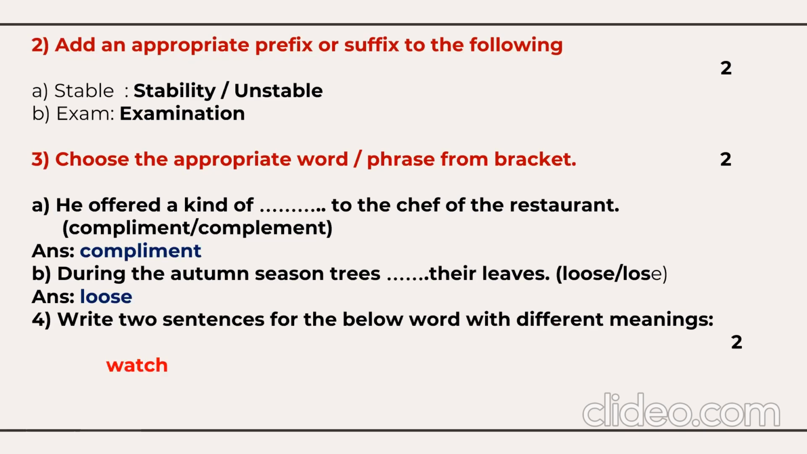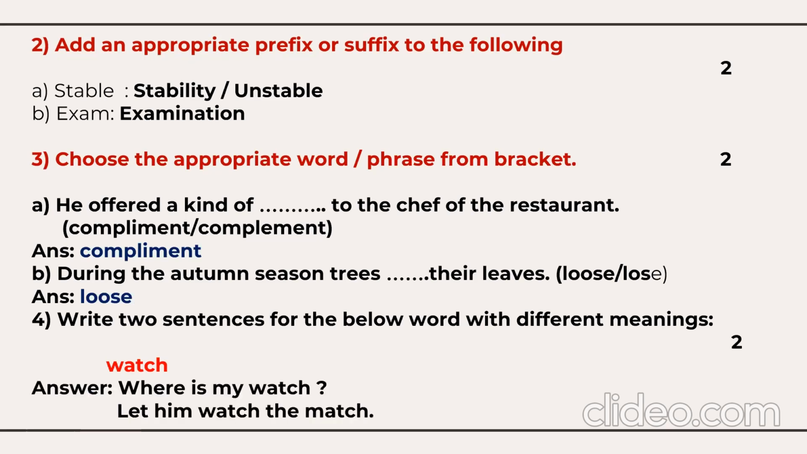Then write 2 sentences for the below word with different meanings. The word here is watch. By using the word watch, you have to prepare 2 sentences. Write 1 sentence using watch as a noun, another one using watch as a verb. So, where is my watch? In this question, watch is a noun. Let him watch the match. This is the verb. So this is how you have to write the 2 sentences of the given word with the 2 different meanings.